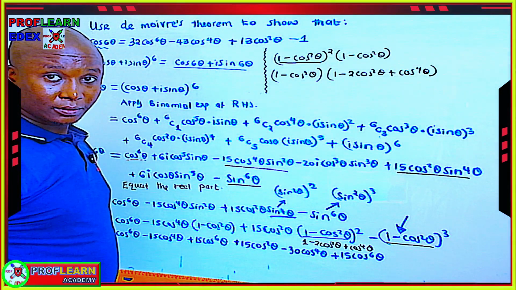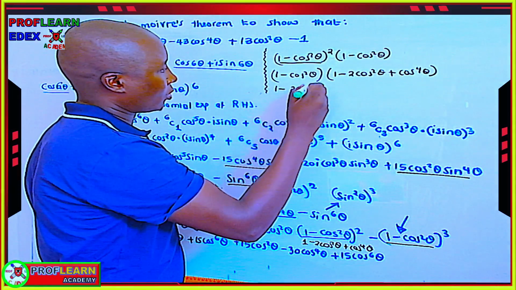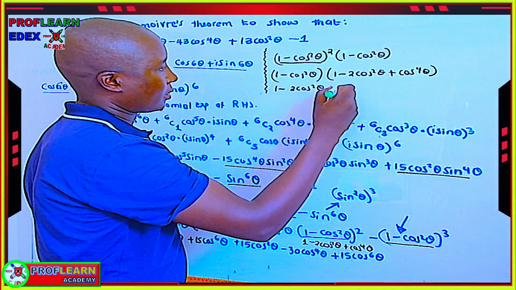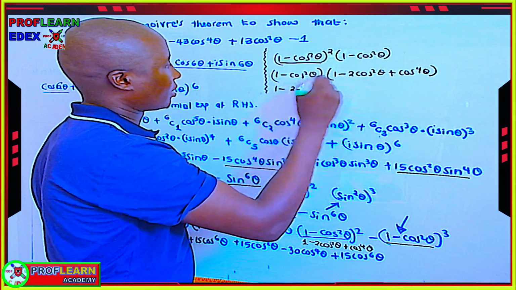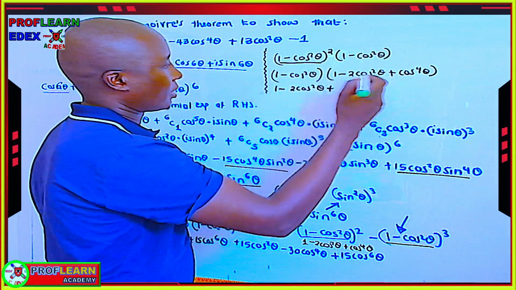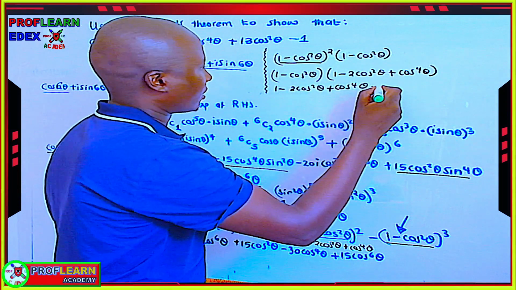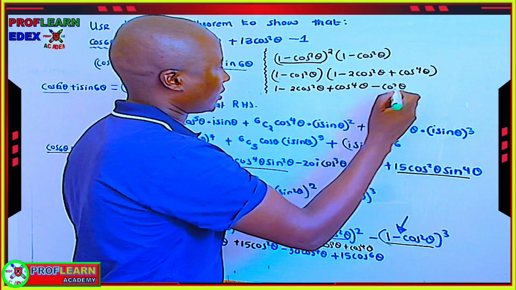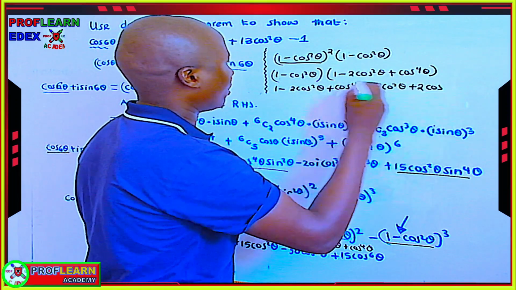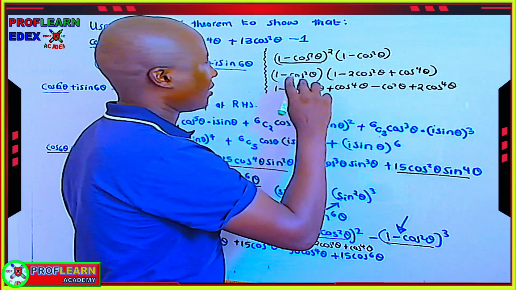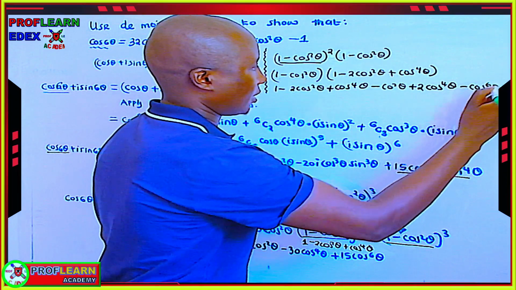Are we together? All right. Then if I multiply here, I'll be having 1 minus 2 cos squared theta plus cos power 4 theta, 1 times this, 1 times that. It will be cos power 4 theta. This times this will be minus cos squared theta. This times this, it will be plus 2 cos power 4 theta. This times this will be minus cos power 6 theta.